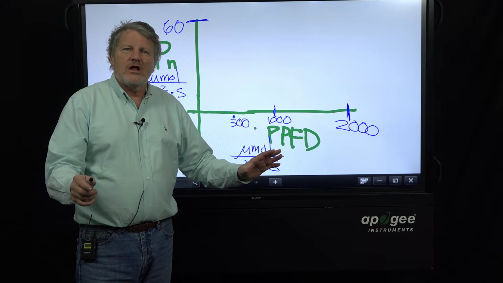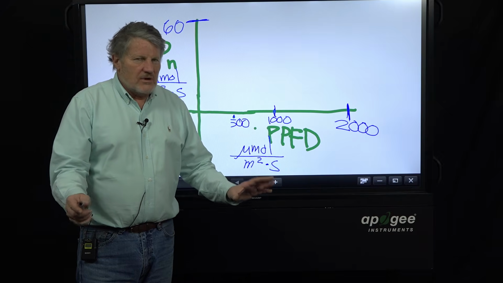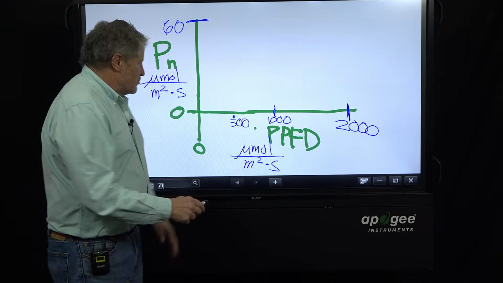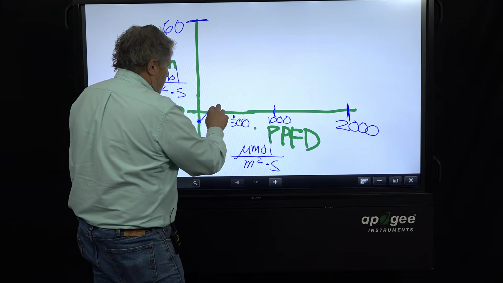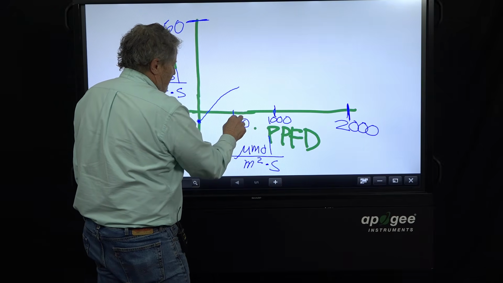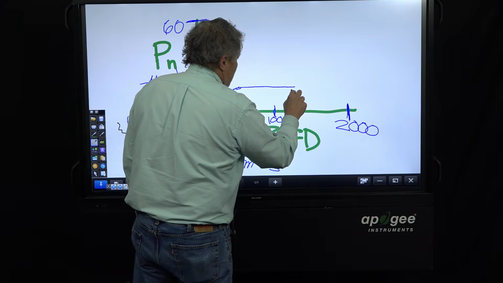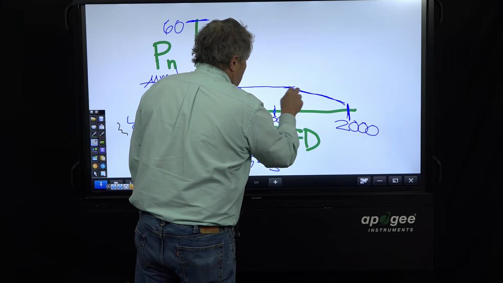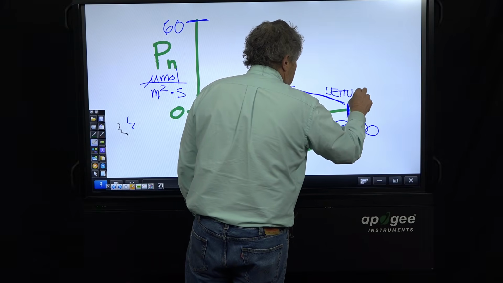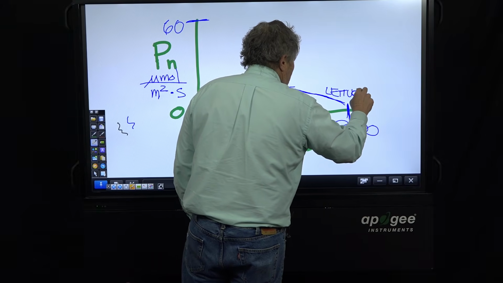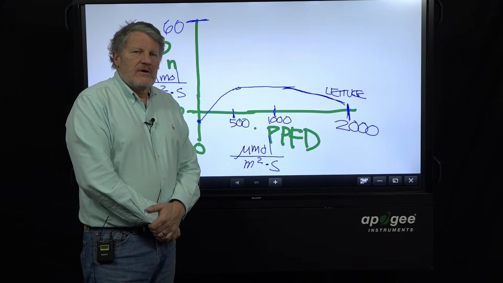It is also a low light plant. Lettuce grows fine in much lower light than cannabis. So if we draw a curve for lettuce, first of all, it starts here. It goes up, and at about 500, lettuce is done. And it might even go down out here at really high light. This is lettuce. There. Now, what if we put cannabis on here?